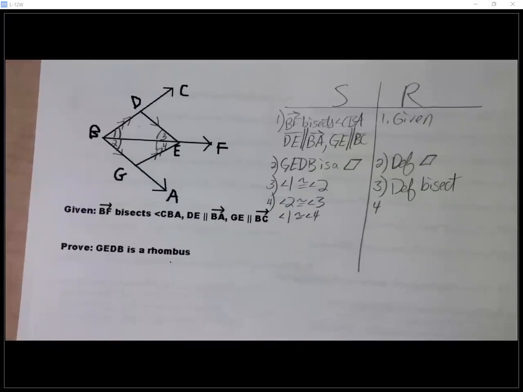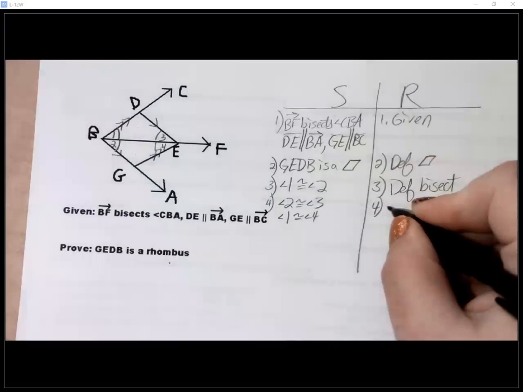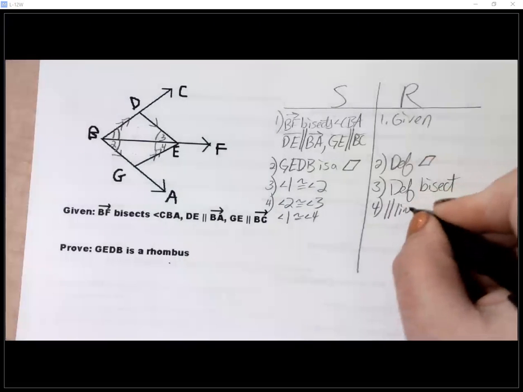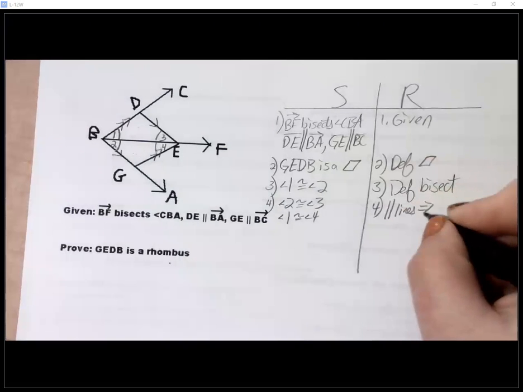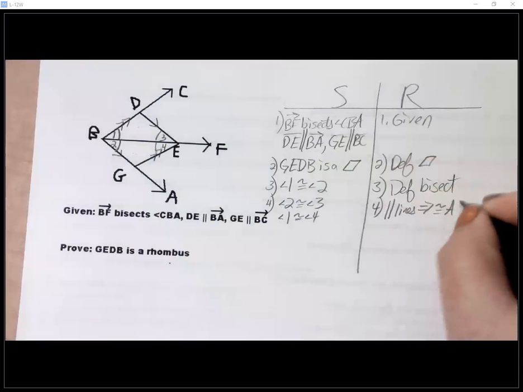So angle 2 is the same as angle 3. And for the same reason, I might as well just lump it in: angle 1 is the same as angle 4. And remember, that's because parallel lines are giving me congruent alternate interior angles.